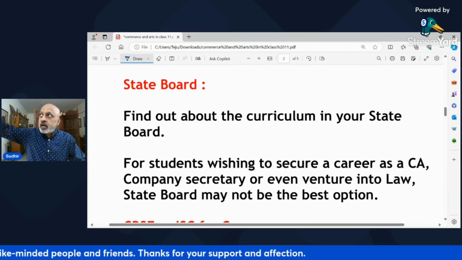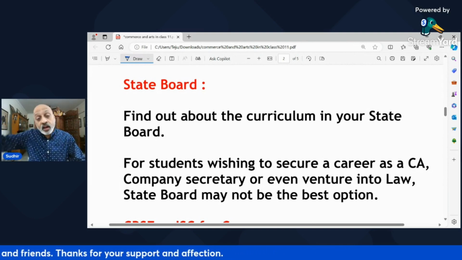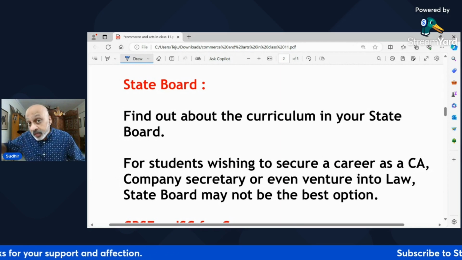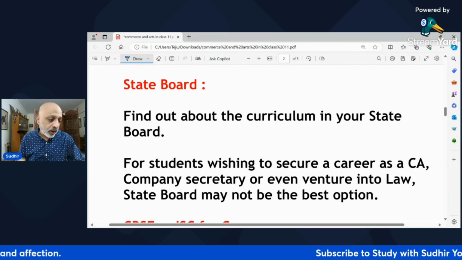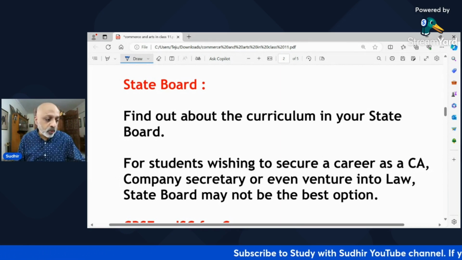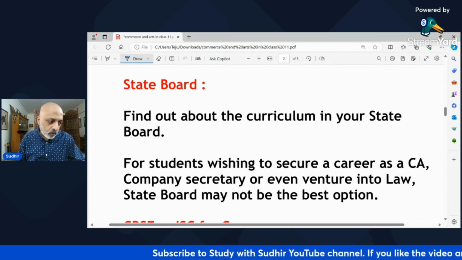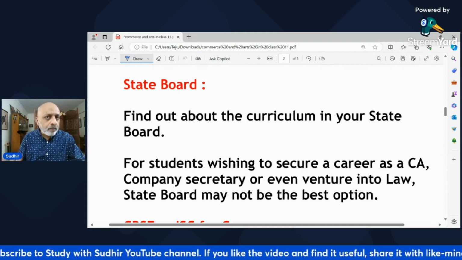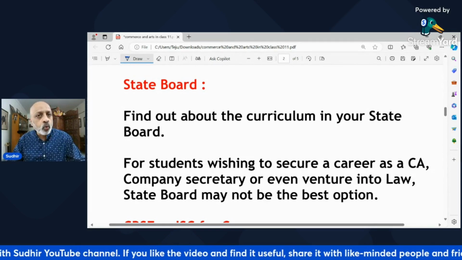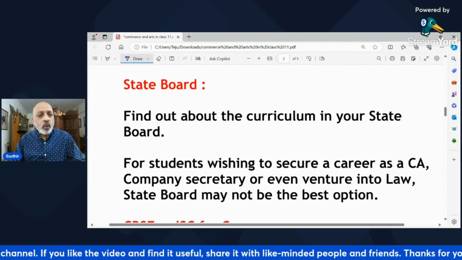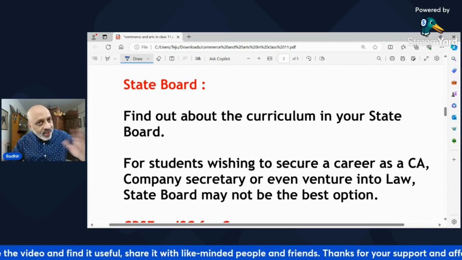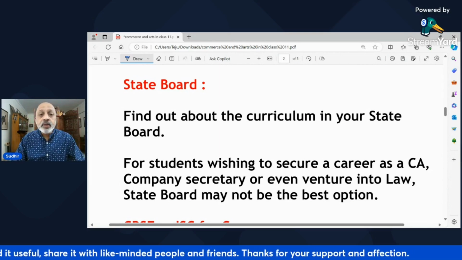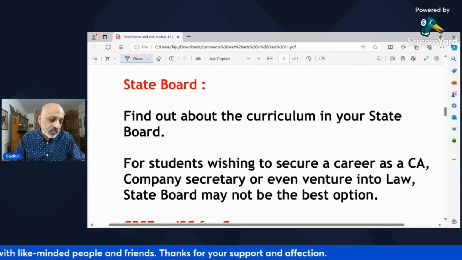You know, if your friend is doing it from another state and thereby you also decide to do the same thing in your state, that may not really work. Okay, you cannot compare apples with oranges. Okay, now the state board examinations are also comparatively easy as compared to CBSE and ISC. The way the question paper is structured, the way the entire curriculum is structured, it is a little more easy than CBSE or ISC.